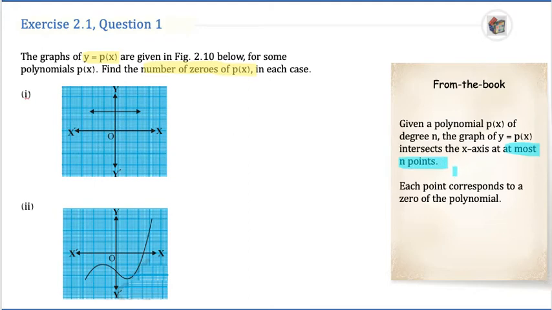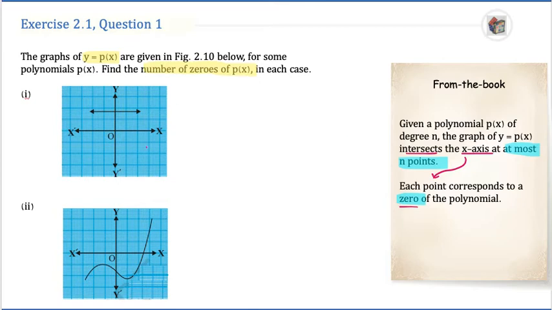Now each of these points where it cuts or intersects the x-axis corresponds to a zero of the polynomial. So this is the definition of a zero. What you really have to do is just see where your polynomial intersects the x-axis. Each such point is a zero.